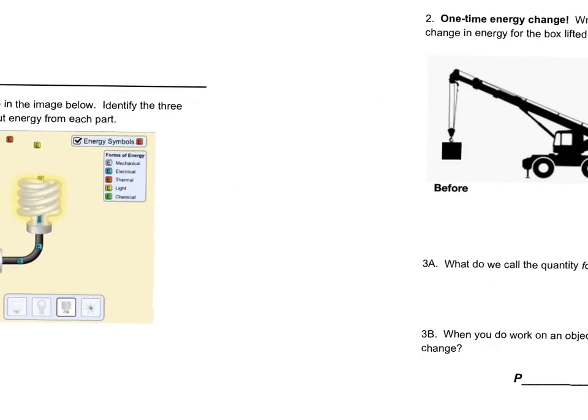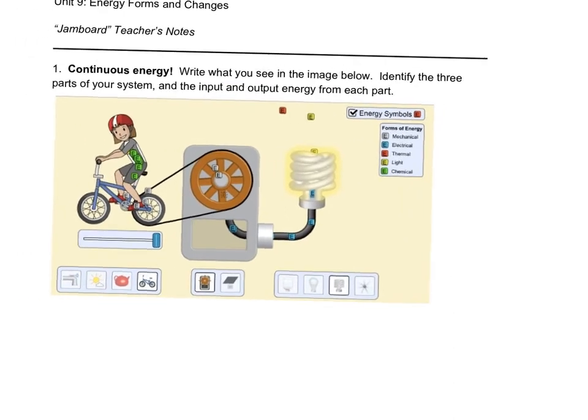So, not to get you too dizzy going back and forth, but one could argue that this girl on the bicycle, she's doing work on the wheel of the generator. But with it being a continuous application of the energy, her continuously working on that wheel, so to speak, it seems to take on a different look.